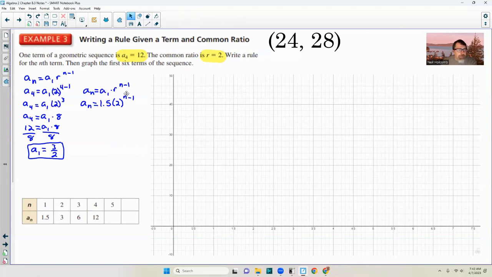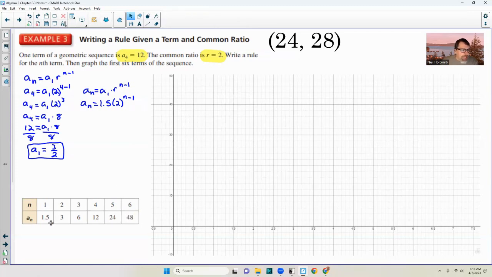And now you see what's happening. 5 minus 1 is 4. 2 to the fourth power is 2 times 2 is 4 times 2 is 8 times 2 is 16. 1.5 of 16 is 16 plus 8 or 24. And then finally, the 6th term. 6 minus 1 is 5. 2 to the 5th is going to be 32, I believe. 1.5 of 32 is 32 plus 16 or 48.